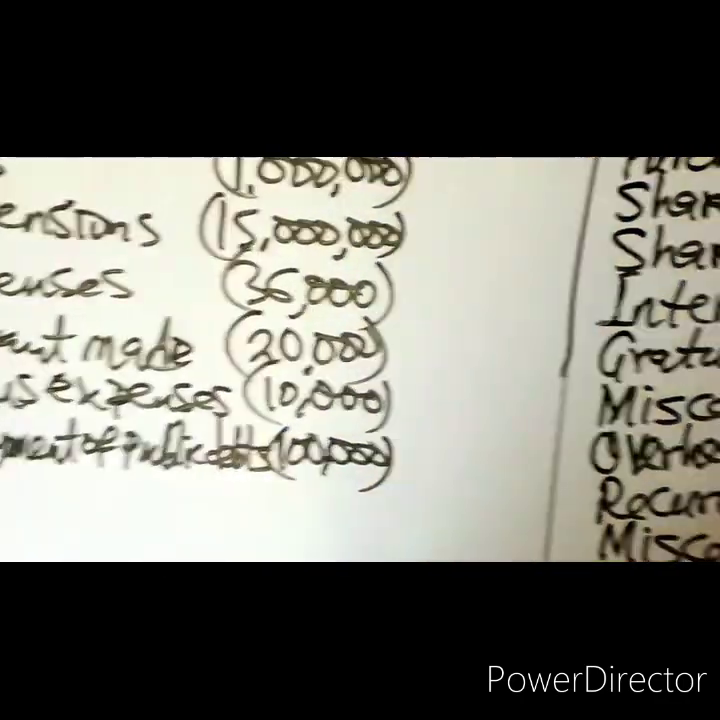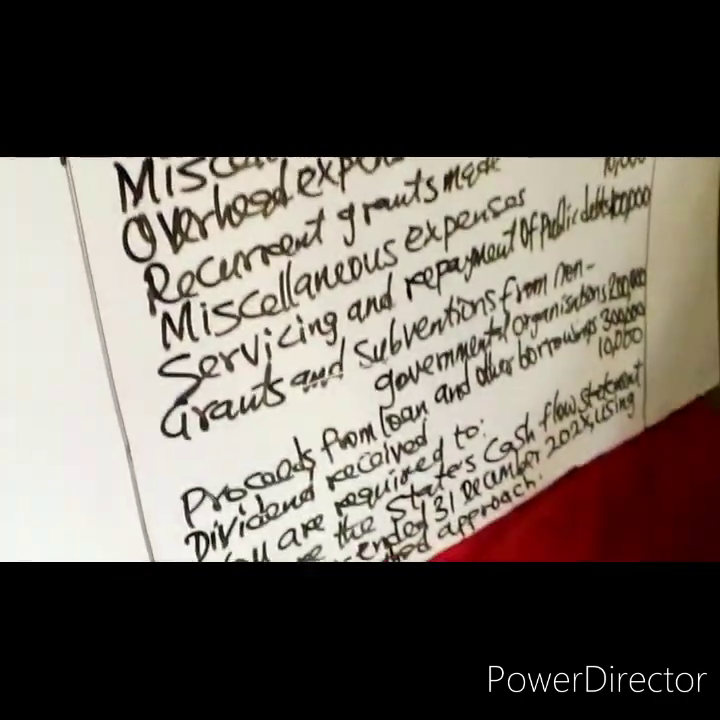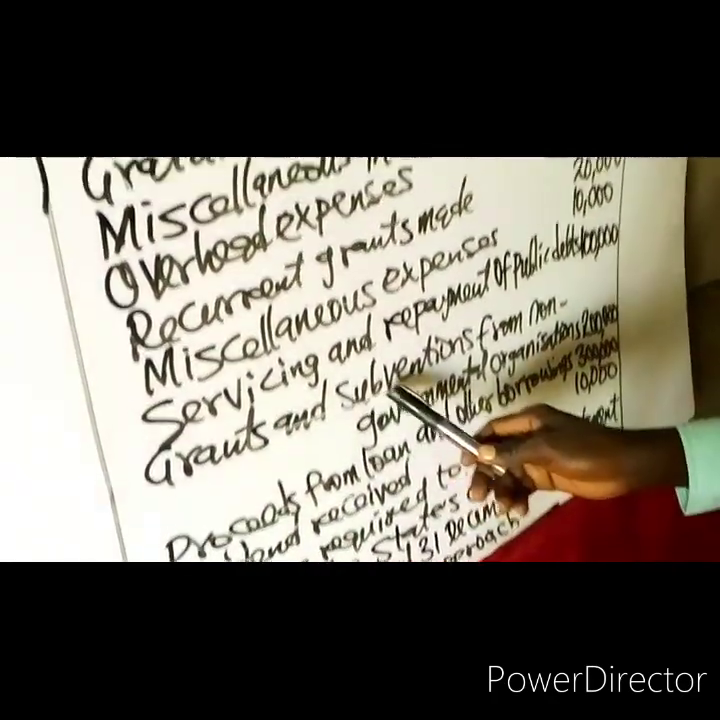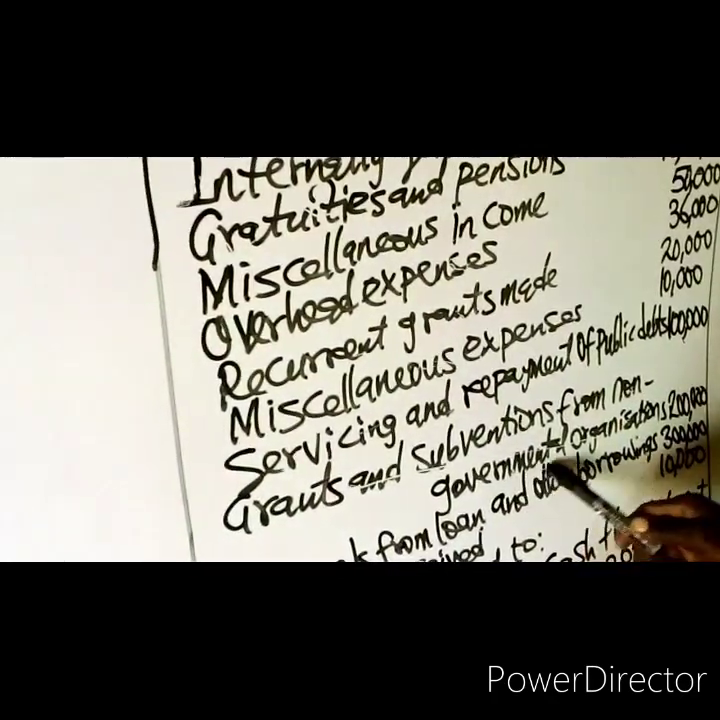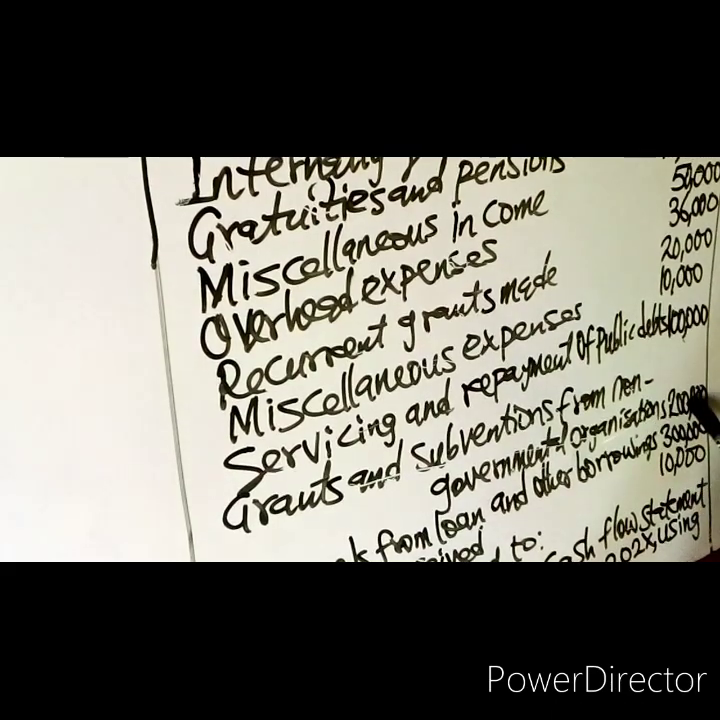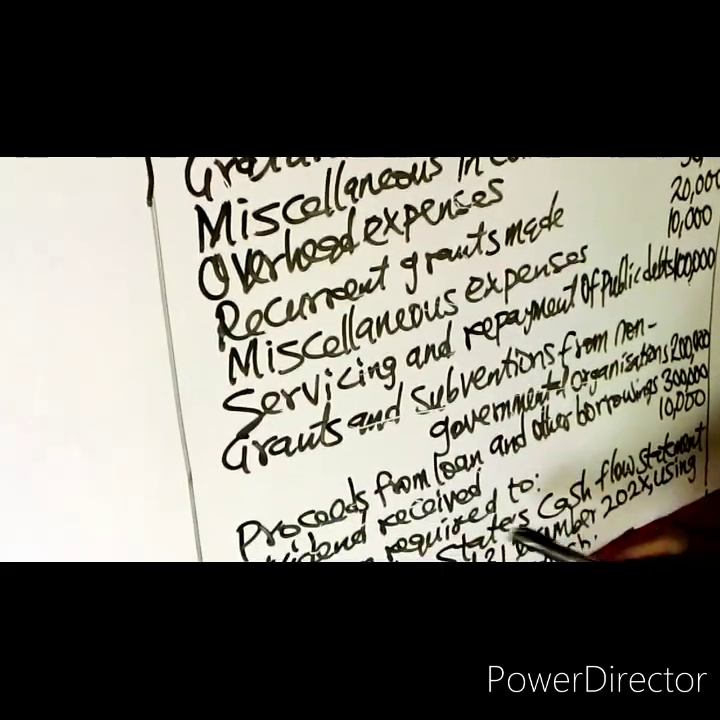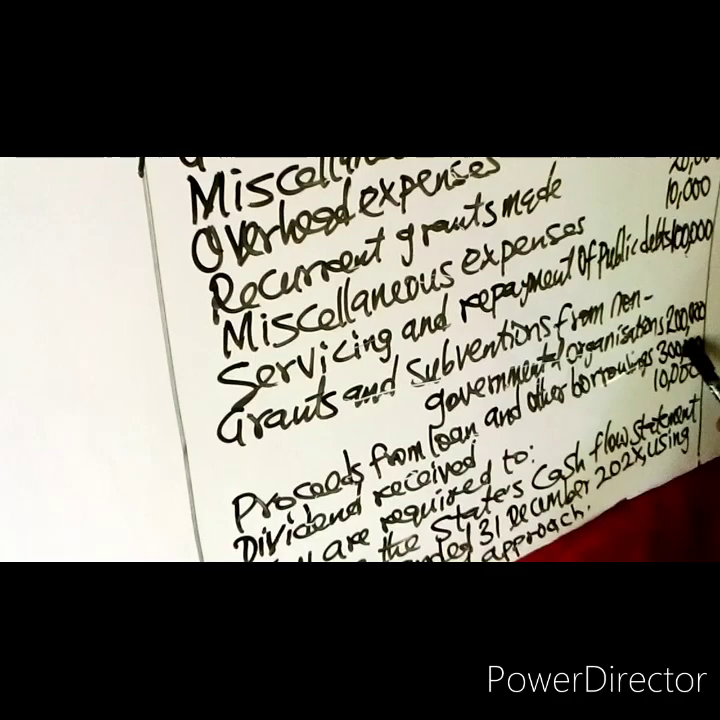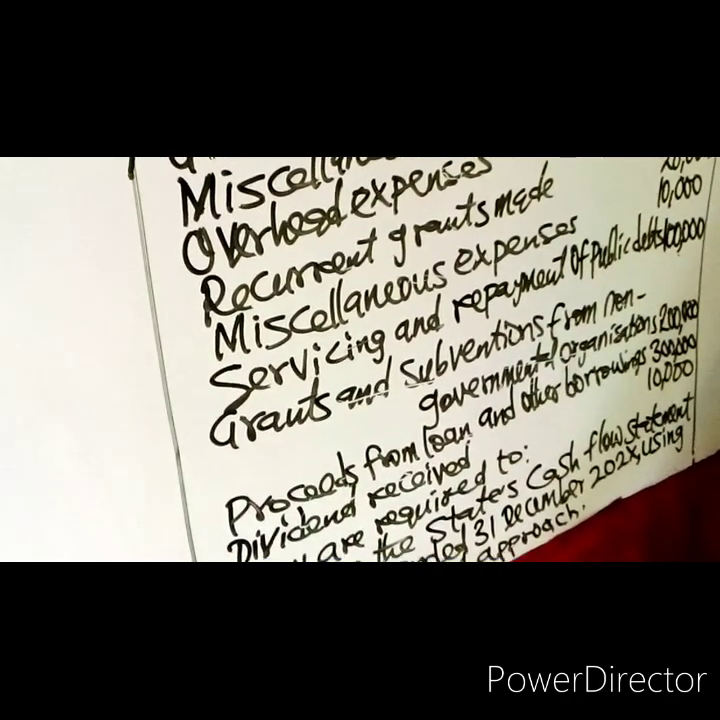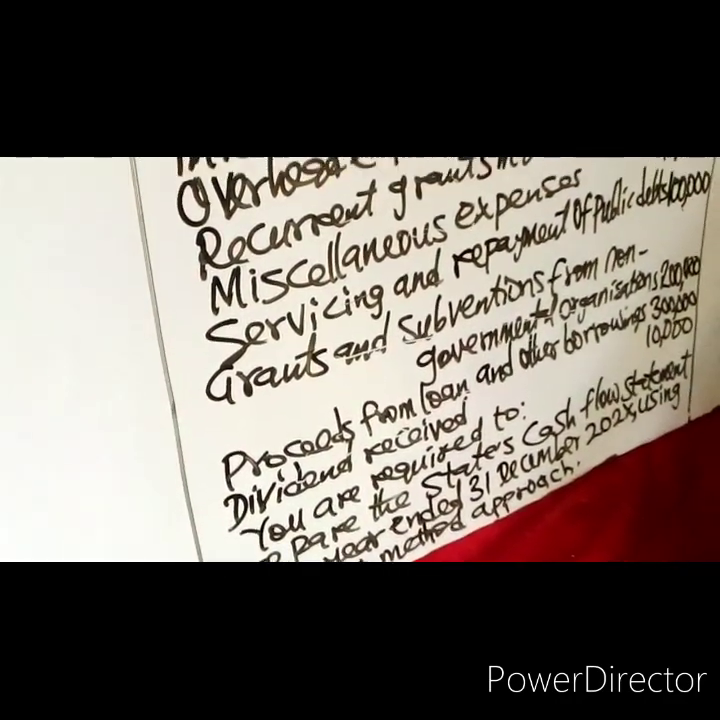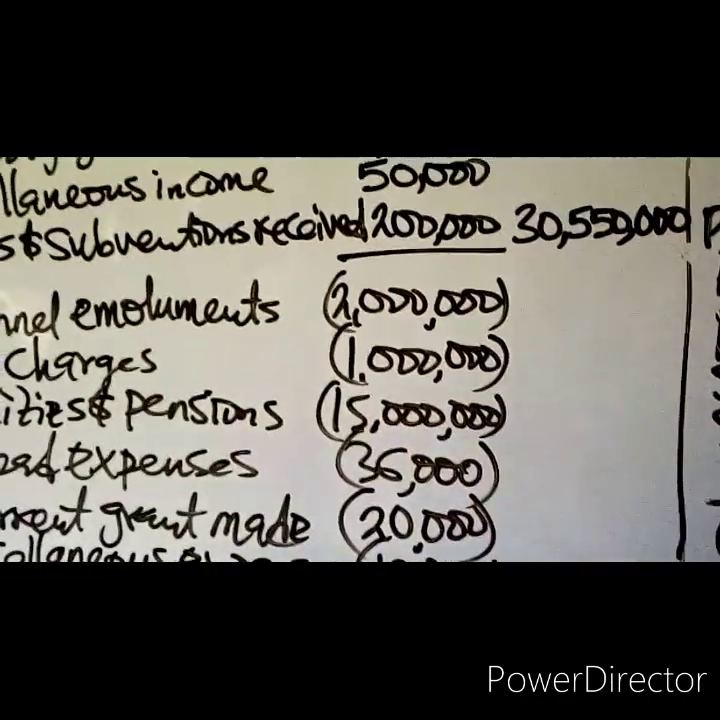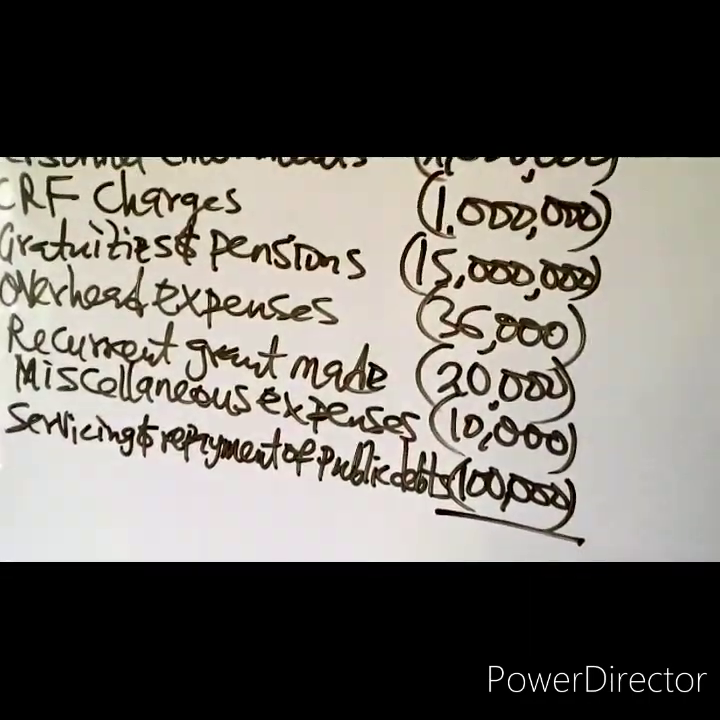100,000. Then we also have grants and subventions from non-governmental organizations that have been considered as revenue. Proceeds from loans and other borrowings, we say it's financing activities, and dividend receipt is a financing activity. So now let's sum up the payments there.